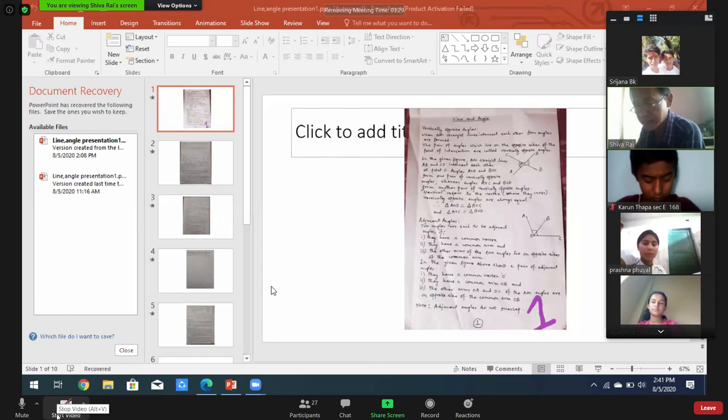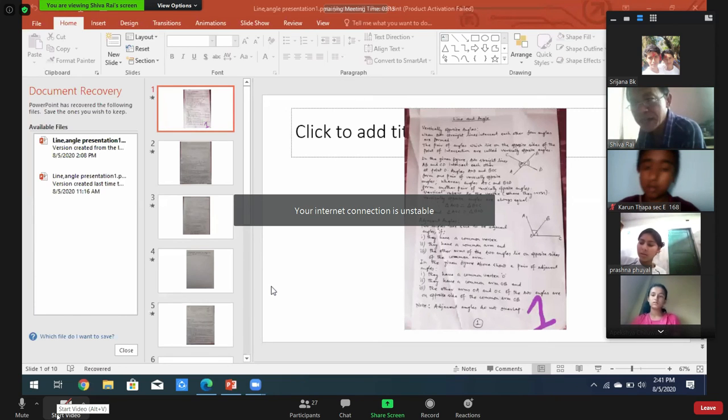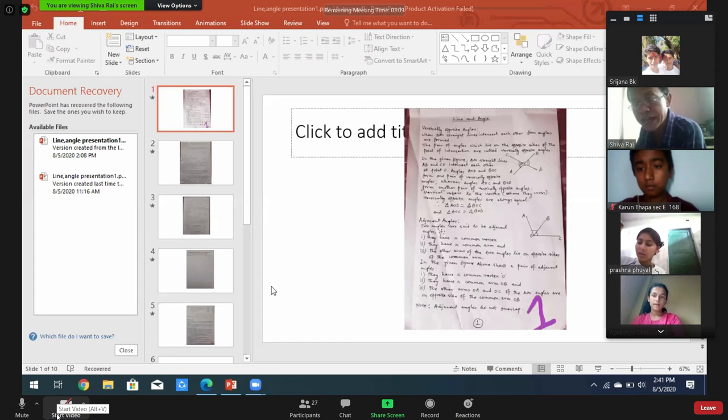So here, what can we write? 3x plus 10 equal to 4x minus 10. Why? They are alternate angles formed with the parallel lines. Look at the picture. If alternate angles are formed with parallel lines, they are equal. So 3x plus 10 equal to 4x minus 10.